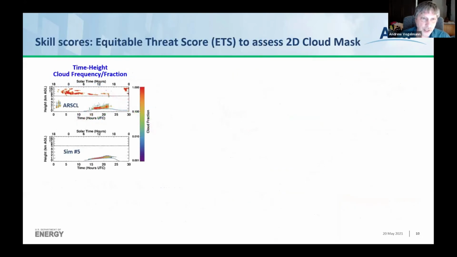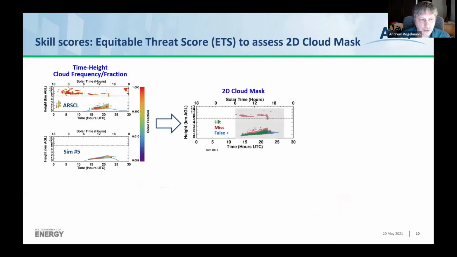Next one is the equitable threat score that we use to assess the 2D cloud mask. The top plot shows the time height frequency for R skull, similar to what we've seen before. Bottom line is the cloud fraction for a given simulation. You can then take these two and generate binary cloud masks that you can then compare, where green means that model and observations agree, and then you have misses and false positives, respectively, in red and blue, where a miss is a cloud that's observed but not simulated, or a false positive is a cloud that is simulated but not observed.